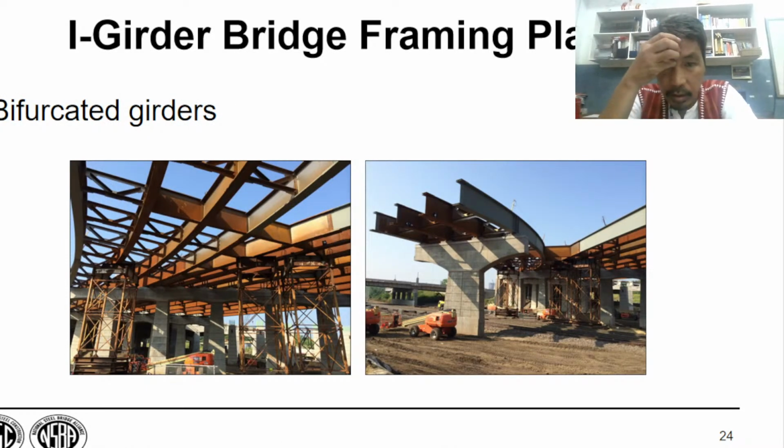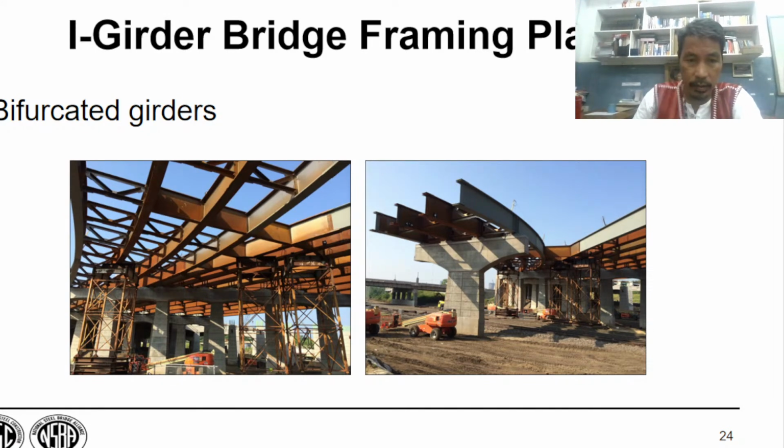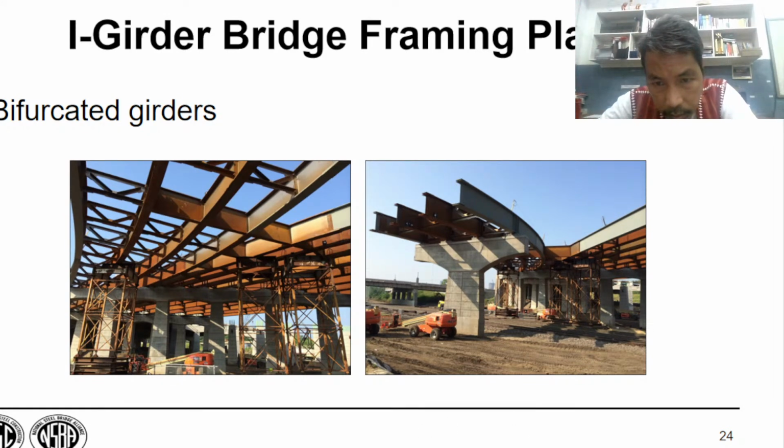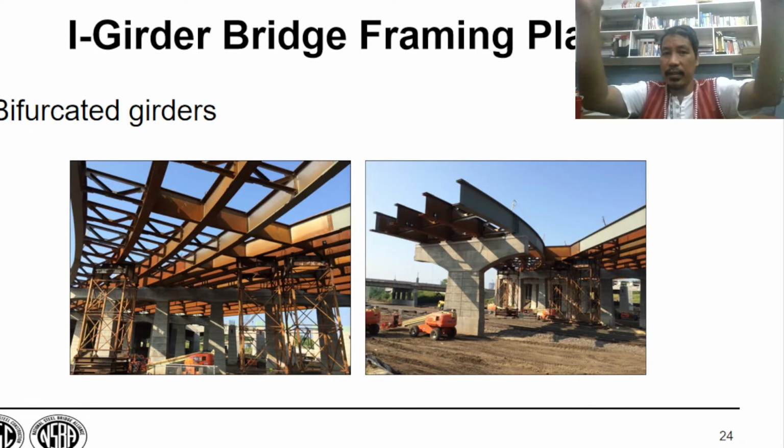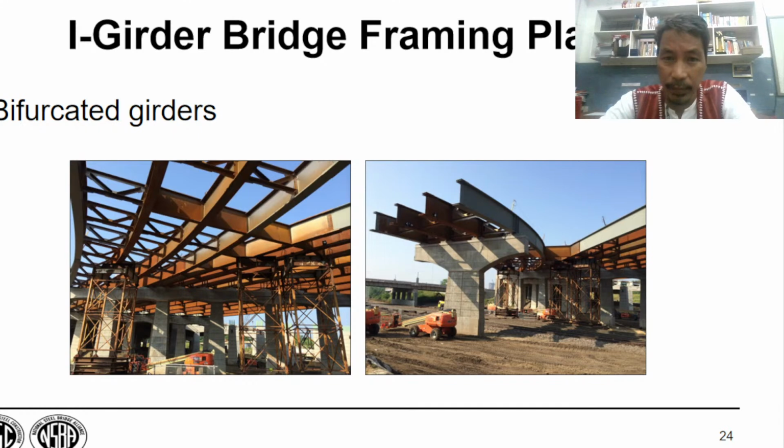So, in the picture, bifurcated. Okay, this one. So this part of the bridge is going here. The other part of the bridge is going there. So it resembles a Y. So, bifurcated. That is what they mean by bifurcated. This is the first time I read bifurcated girder.